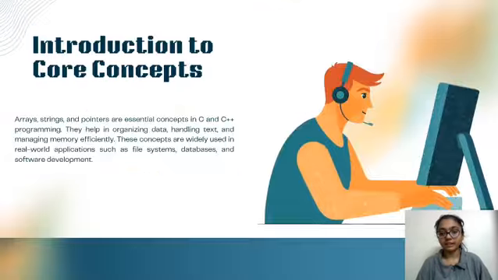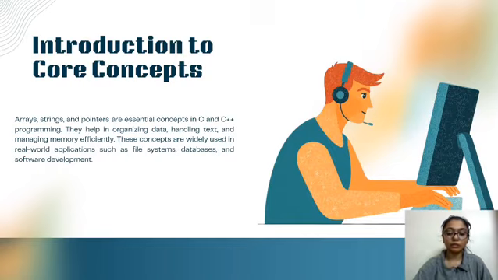Let's get started. Introduction. There are three concepts: arrays, strings and pointers that are essential in programming. Arrays help us to store multiple values. Strings are used for text and pointers allow us to directly access memory. Together, they are widely used in real world examples like database software systems.